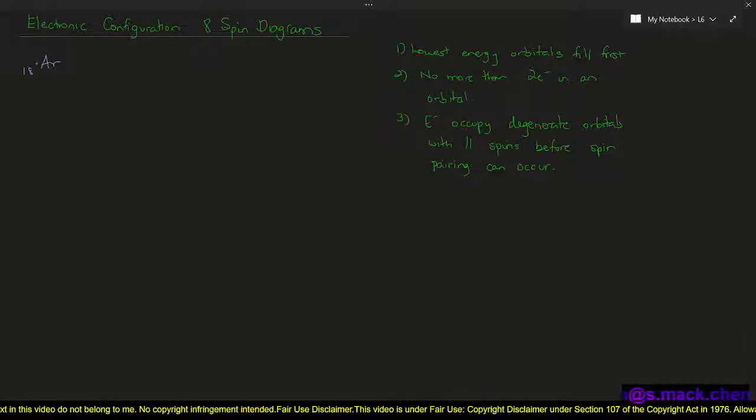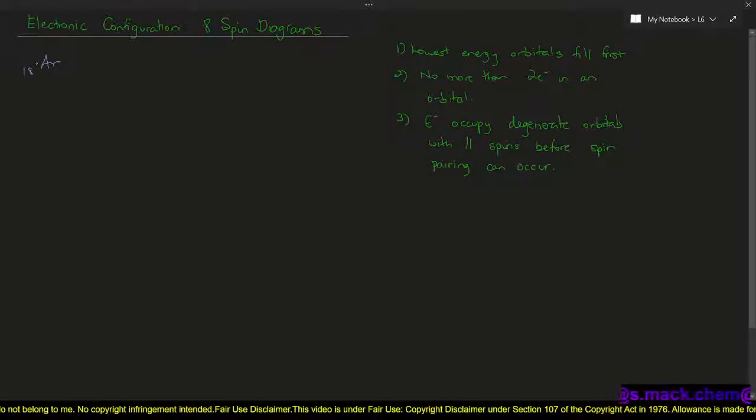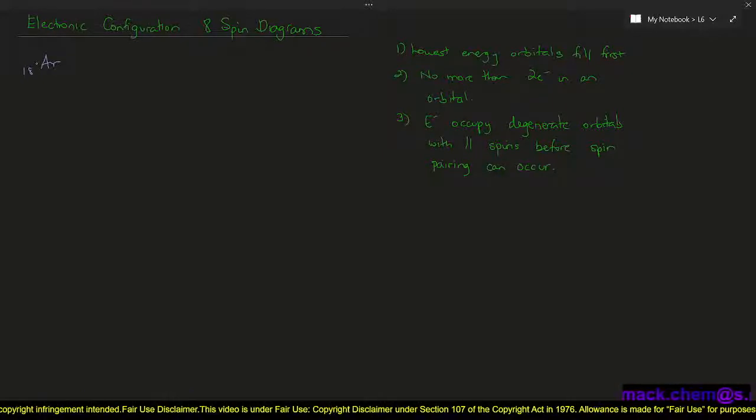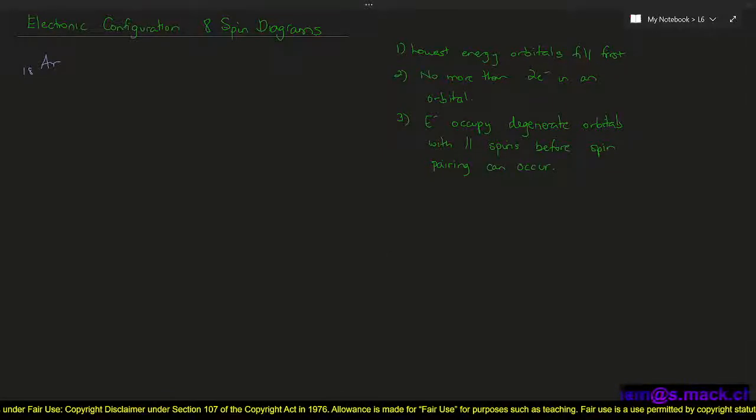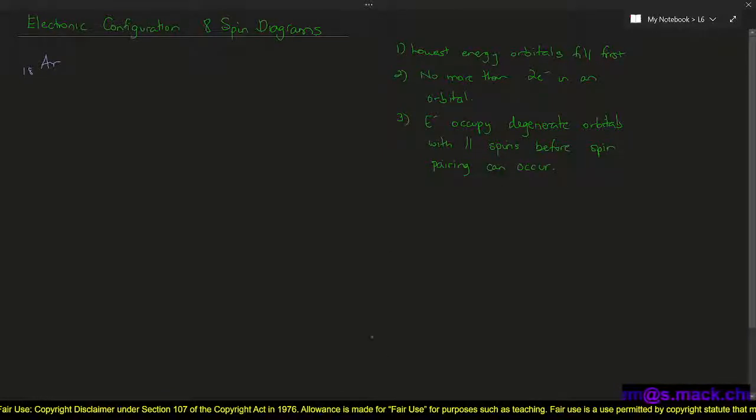And we're keeping in mind the three rules written on the right, which state lowest energy orbitals fill first, there are no more than 2 electrons in an orbital, and that electrons will occupy degenerate orbitals. These are orbitals of equal energies. Electrons occupy these orbitals with parallel spins before electron pairing can occur.